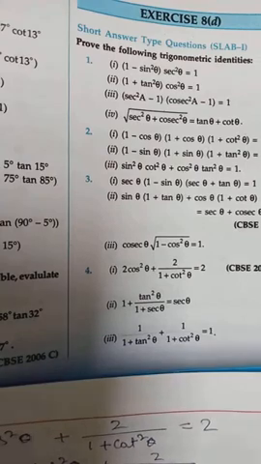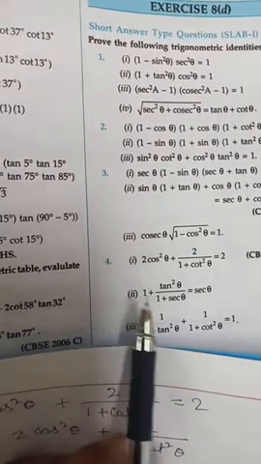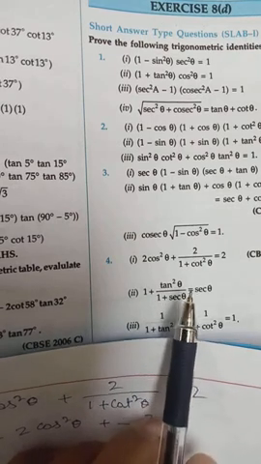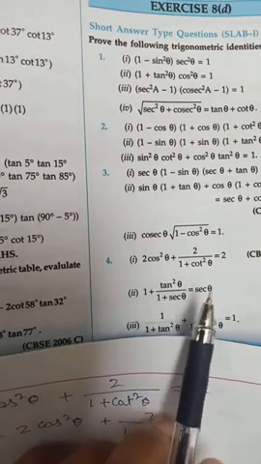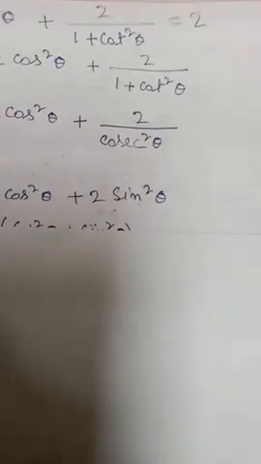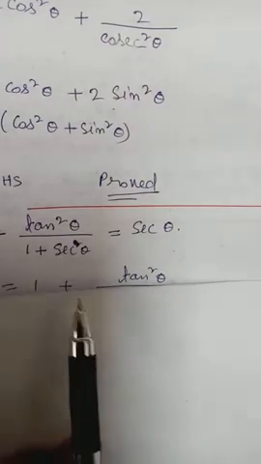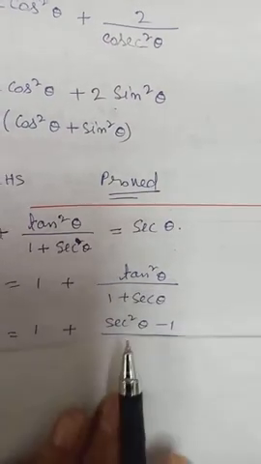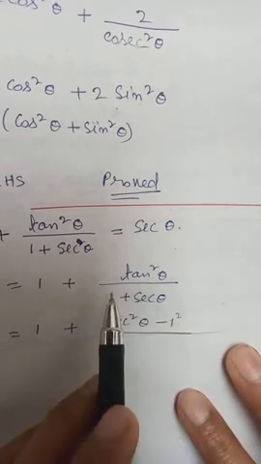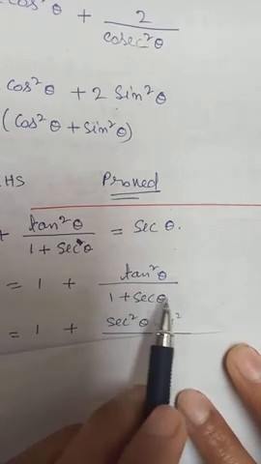Then next we will see number 4.2. We have 1 plus tan square theta by 1 plus sec theta equals sec theta. We want only sec theta. So tan square theta we can replace with a value from the identity. We know that it is equal to sec square theta minus 1. Then here 1, no problem, we can write 1 square. Because here you have 1 plus sec theta.